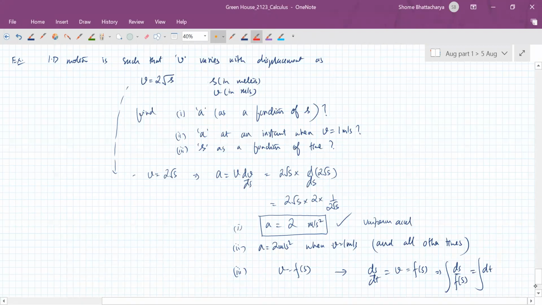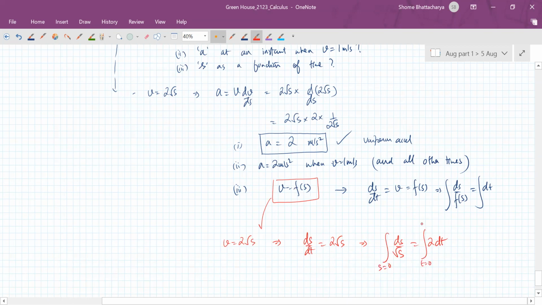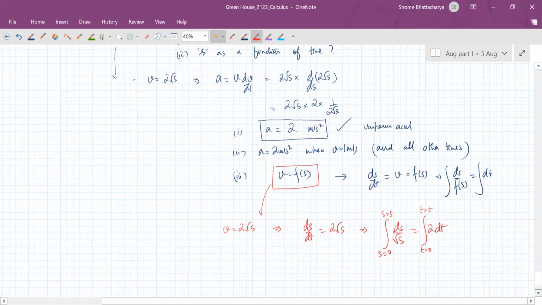Sir, I didn't understand that third one. How did you calculate it? I haven't calculated yet, but the method I'll just show you. See, v is given as a function of s, and that function is 2 root s. So now I write v by definition as ds by dt, which is ds by 2 root s. So now I can cross multiply this: ds upon root s is 2 dt, for example. Now I can integrate this equation. And logically, at t equal to 0, what is the displacement? It's 0. Whereas at some time, the displacement is some value s. Now, what is the integration of 1 by root s?